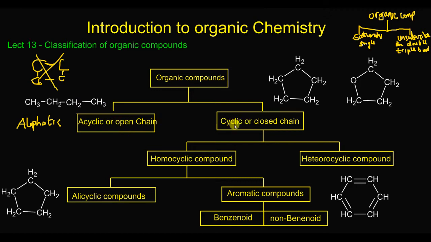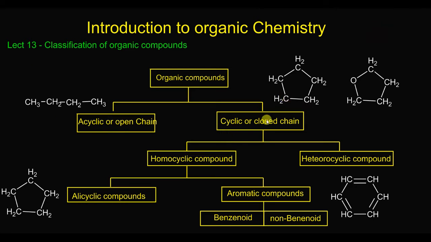Now under the cyclic one, we can further divide it into two. For the cyclic one, we have what's called the homocyclic compound and the heterocyclic compound. What do we mean by that? Very, very simple. For the homocyclic, it means that the atoms that are connected in a ring are of the same kind. So same atoms connected in a ring.